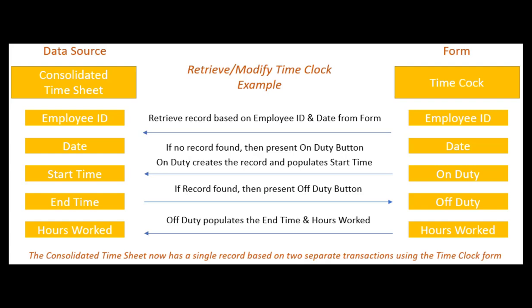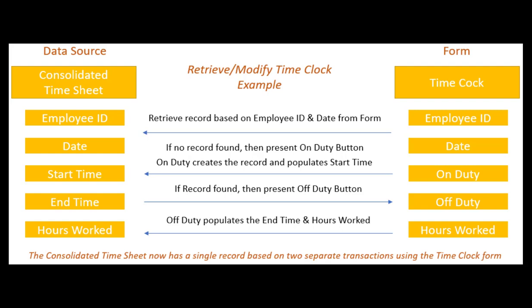It looks back to the consolidated timesheet table to see if there's already a record in place for that employee ID and date. If there's not, then it basically shows you an on-duty button. And if there is, it basically shows you the off-duty button, meaning the person's already gone on duty for the day. It also calculates the hours worked after the second transaction, and it posts all of that information back to this one consolidated time record.